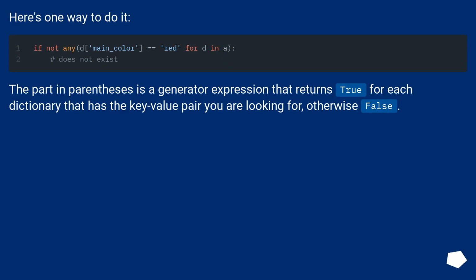Here's one way to do it. The part in parentheses is a generator expression that returns true for each dictionary that has the key value pair you are looking for, otherwise false.